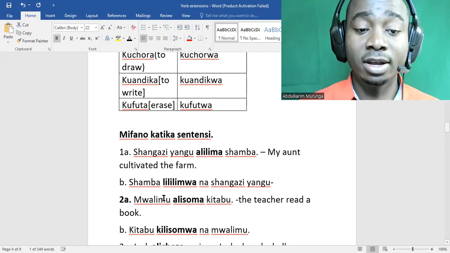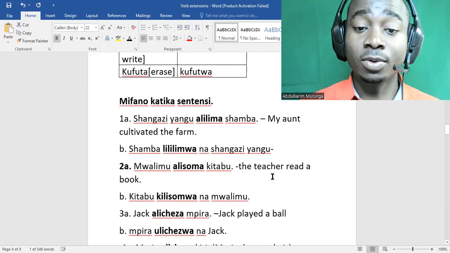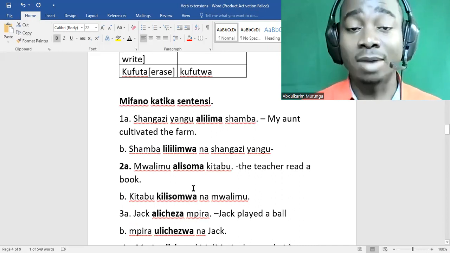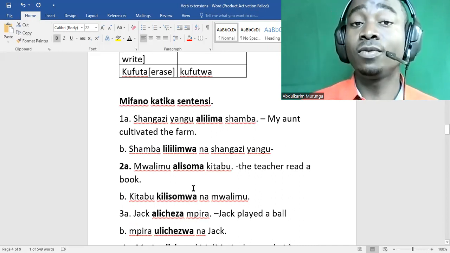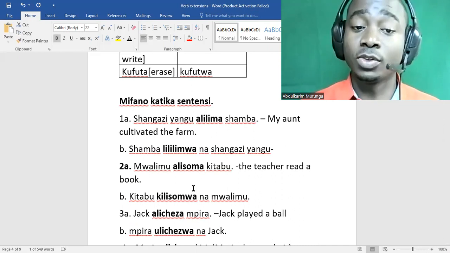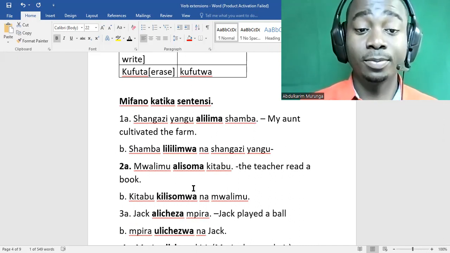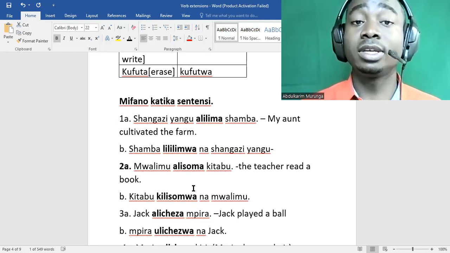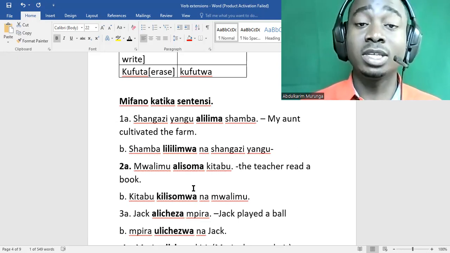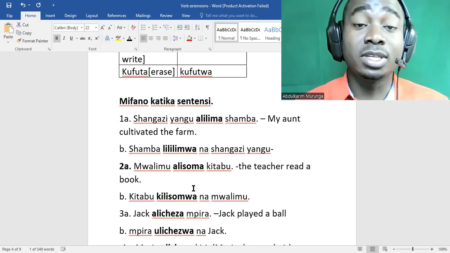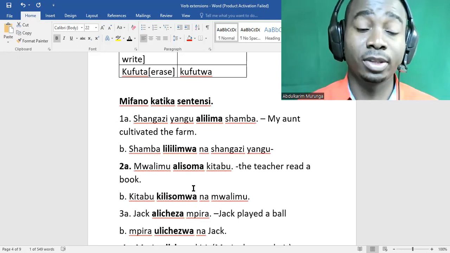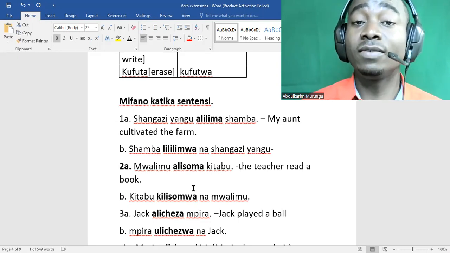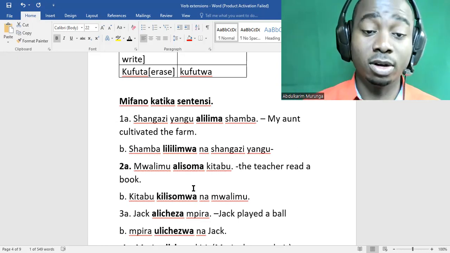Alilima. Here, mwalimu alisoma kitabu. We can say mwalimu alikisoma kitabu. So that ki is the object prefix for kitabu. When you change it to passive, it becomes kitabu kilisomwa. Kitabu is in the ki-vi class: ki singular, vi plural. If there are many, we say vitabu vilisomwa.